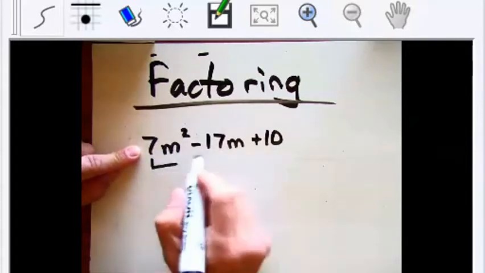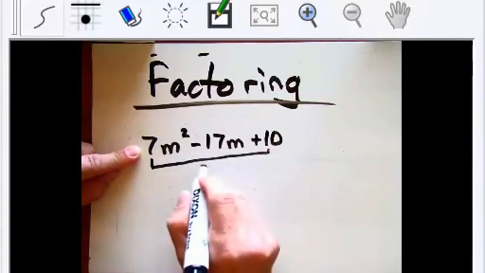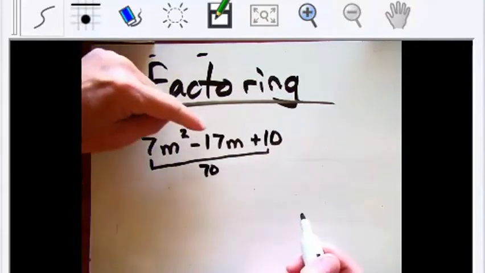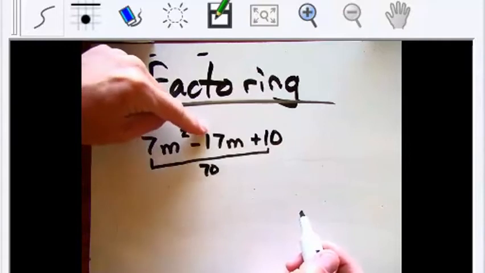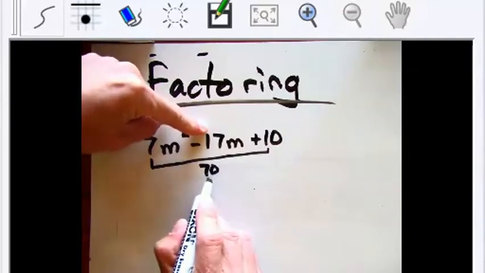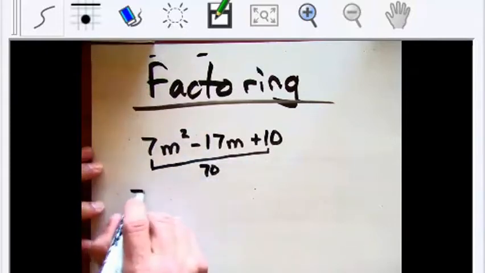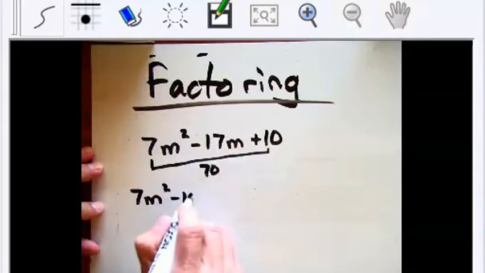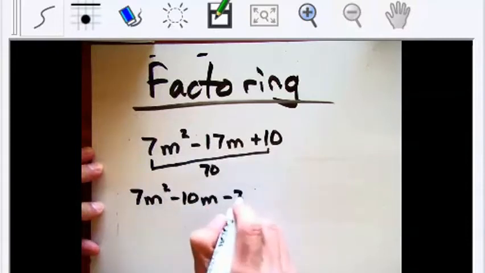So remember, this is what I was showing you guys in class. So multiply those two guys. Now I'm playing the game. What's going to add up to negative 17, but multiply to a positive 70? And those two numbers are, let's see, minus 10 and minus 7.